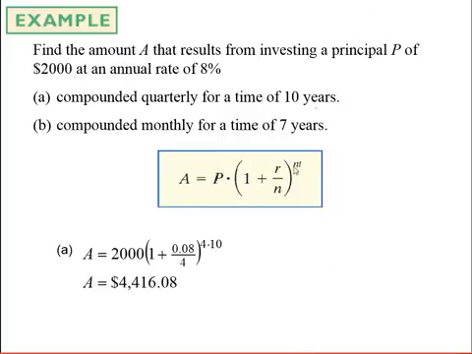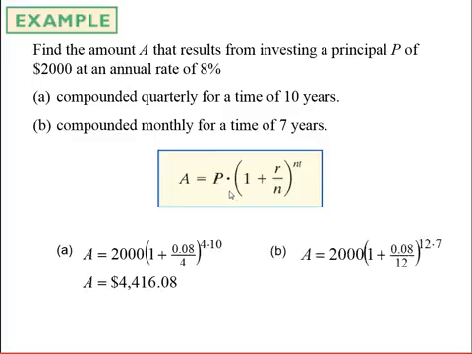All right, now let's take a look at letter B. Letter B says find the accumulated amount if we compound monthly for 7 years. So again, if we compound monthly, that's n equals 12 times per year. So both of these n's are going to be 12. I'm doing this for 7 years, so my t will be 7. My rate was 8%, so that'll be 0.08. And then my principal was the same, $2,000.